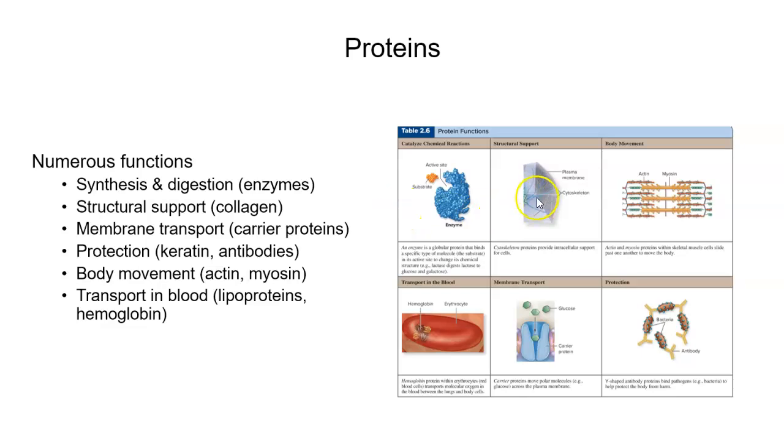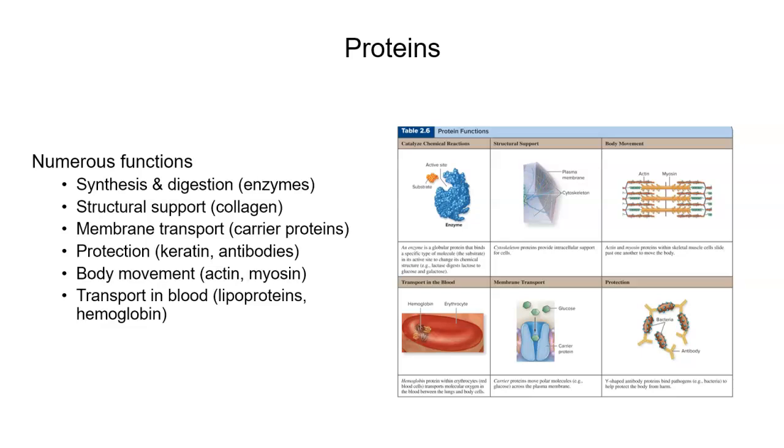Structural proteins such as collagen give structure to body areas, to body organs, to body tissues. For instance, as we age, we lose collagen in our skin, and that's one of the causes for wrinkles. We have membrane proteins that can serve as carriers to allow things to get across the cell membrane, either in or out.